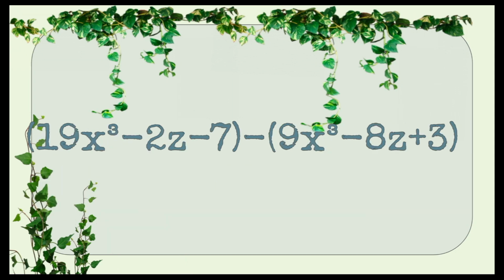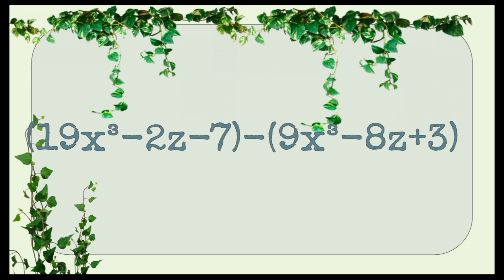Again, if you can, pause and try to solve this one on your own. First, let's take the initial expression, 19x cubed minus 2z minus 7, minus, in parentheses, 9x cubed minus 8z plus 3, and release the parentheses. 19x cubed minus 2z minus 7 minus 9x cubed plus 8z minus 3.